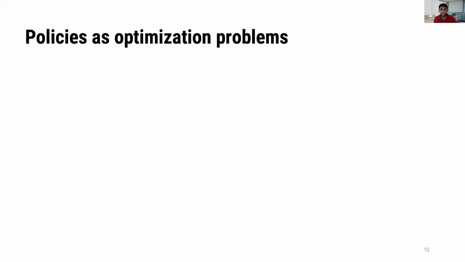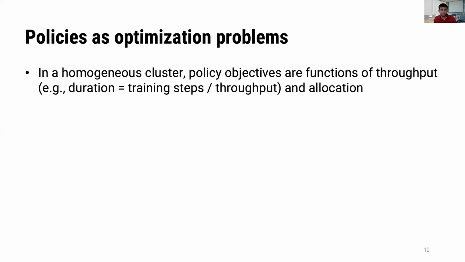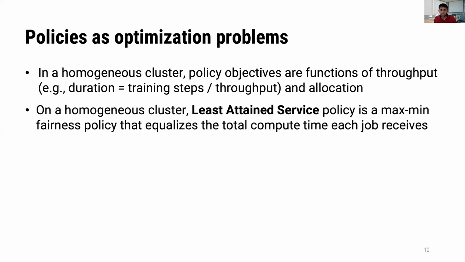One of our main insights in Gavel is that policy objectives can be expressed as a function of each job's observed throughput, as well as its application. For instance, to minimize makespan, the total time taken to finish a collection of jobs, one can express the duration of each job as the number of training steps divided by the observed throughput. As another example, the least attained service policy tries to give each job equal time on resources regardless of heterogeneity. And this can be thought of as a max-min optimization problem.